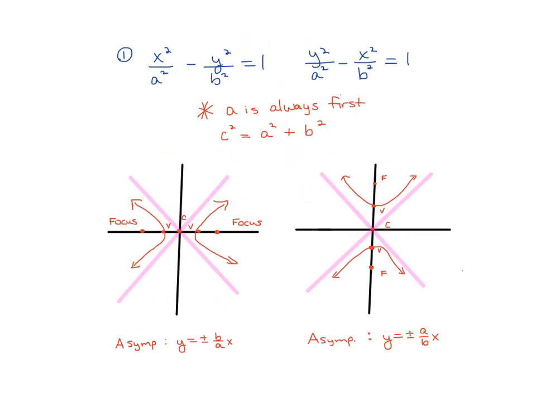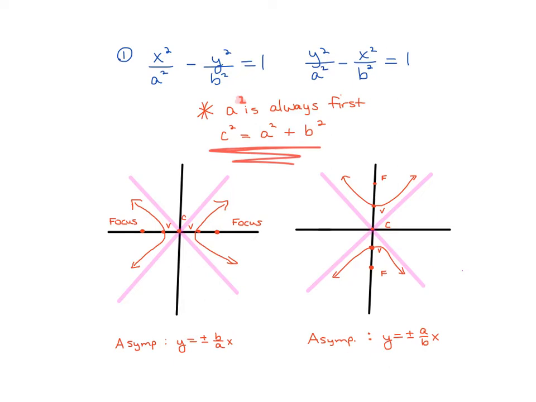Again, the a squared is always first. It's always under the first fraction. And also another key difference is this time the formula to find c squared is equal to a squared plus b squared. When we did the ellipse, it was a squared minus b squared. So just realize that your plus and minus signs are switching. In the ellipse, the plus sign's in the equation, and the minus sign's in the c squared equals a squared minus b squared, and here it's backwards.